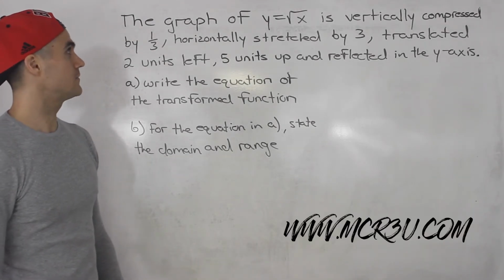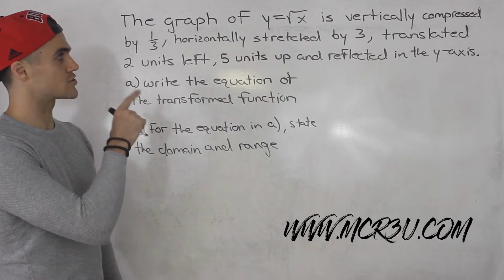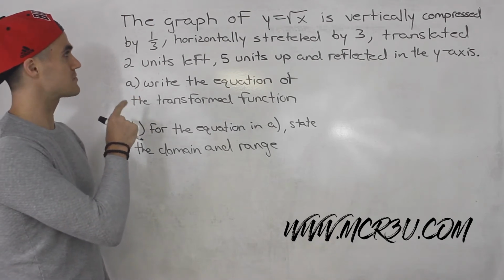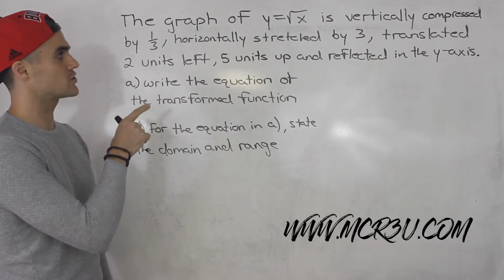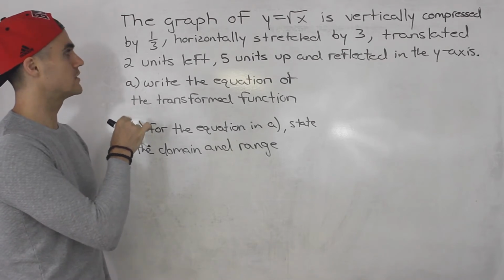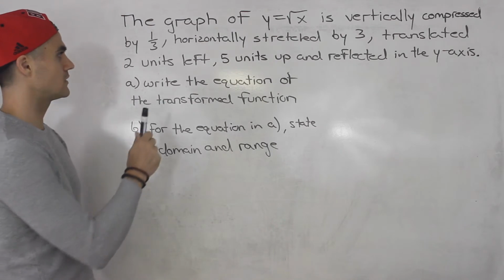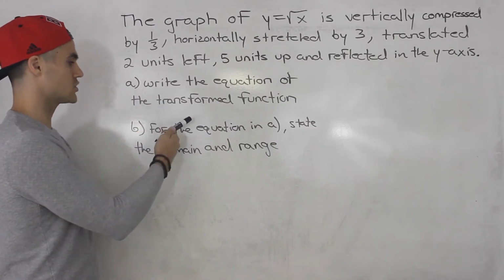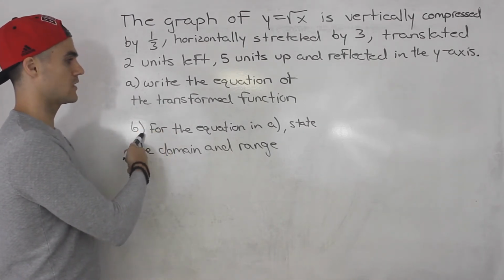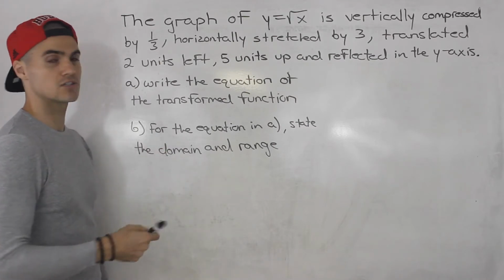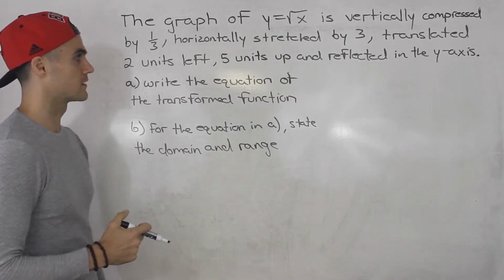In this question, we're told that the graph of the square root of x is vertically compressed by 1 over 3, horizontally stretched by 3, translated 2 units left, 5 units up, and reflected in the y-axis. So we have to write the equation of the transformed function, and then part B, we have to take that equation and state the domain and range for it.